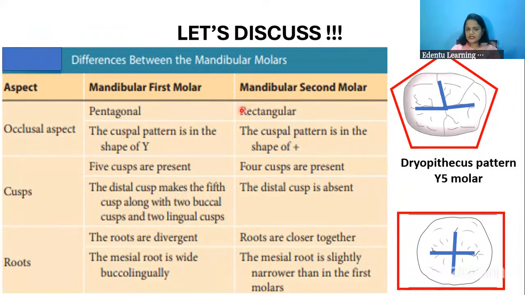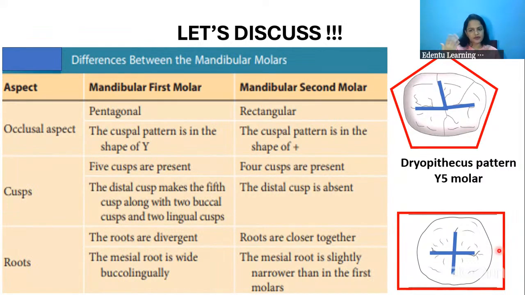Okay, so always compare and learn. This mandibular first molar, if you look at it, usually has a pentagonal shape like this, whereas the mandibular second molar is usually a rectangular shape like this. On the occlusal aspect, the cusp pattern is usually a Y shape. This is the Y shape cusp pattern of the mandibular first molar, and this is the plus shaped cusp pattern seen in the second molar.